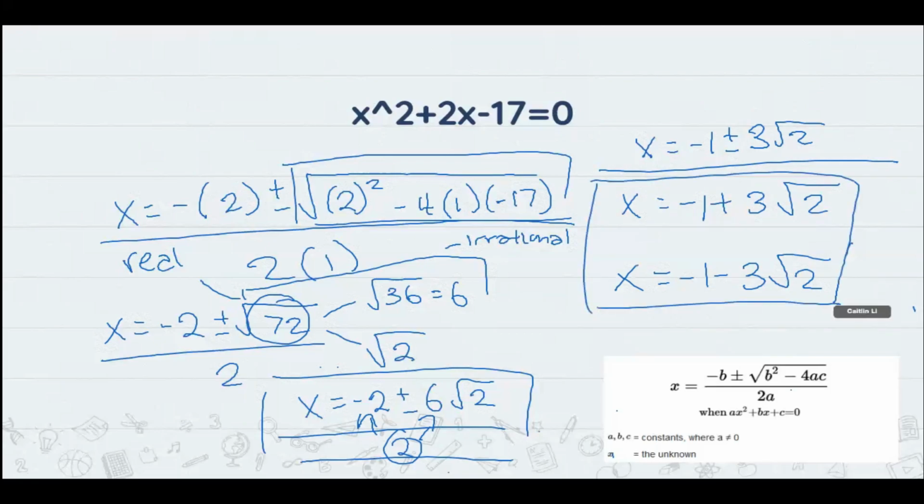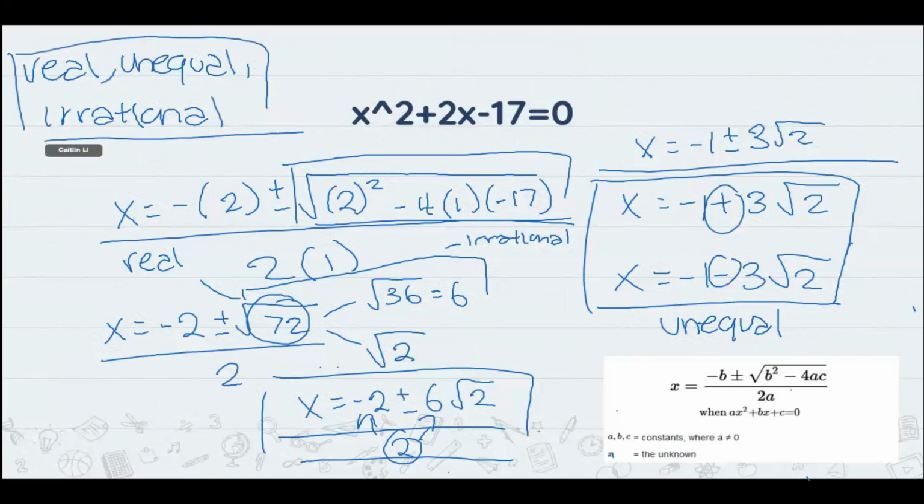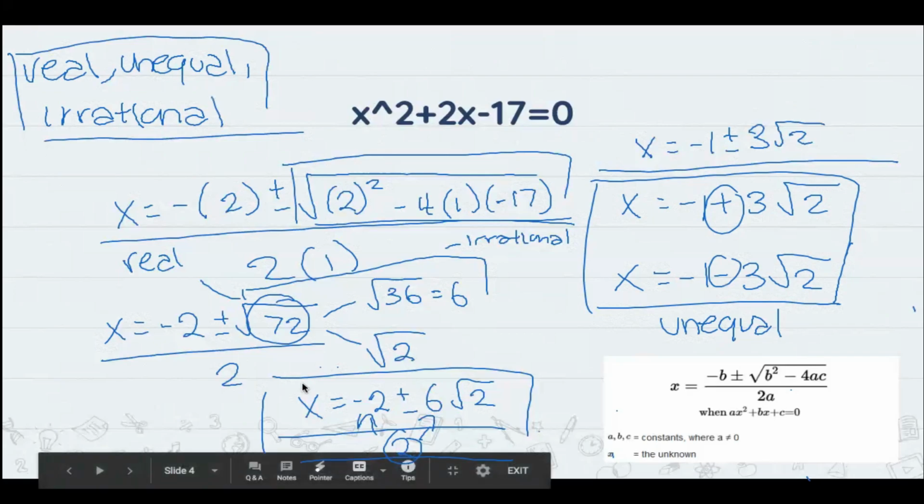And this would also be considered unequal because of the signs. So in this case, it would be real. It's horrible handwriting, sorry. Real, unequal, and irrational. Yeah. So that would be like your sequence.